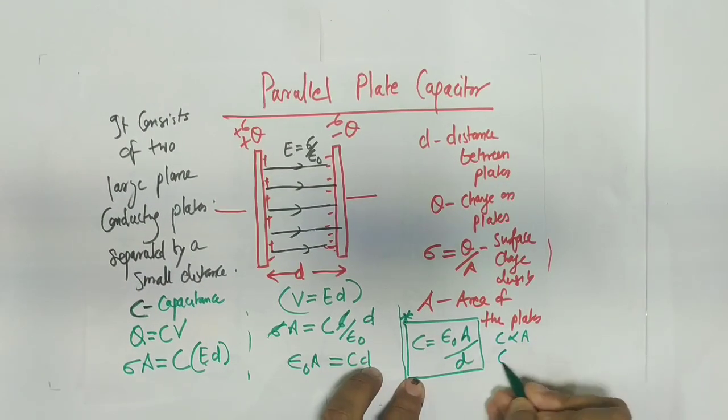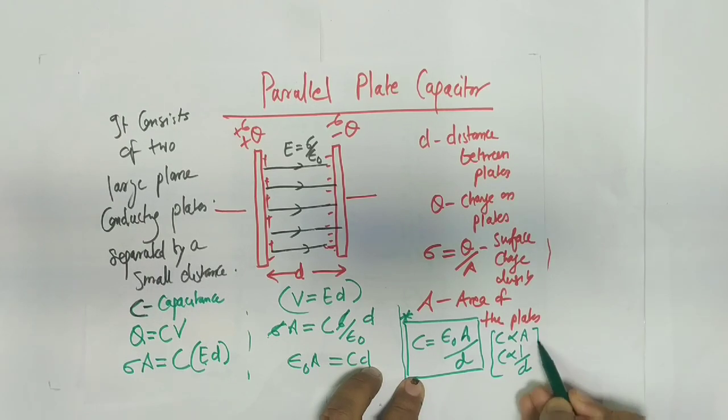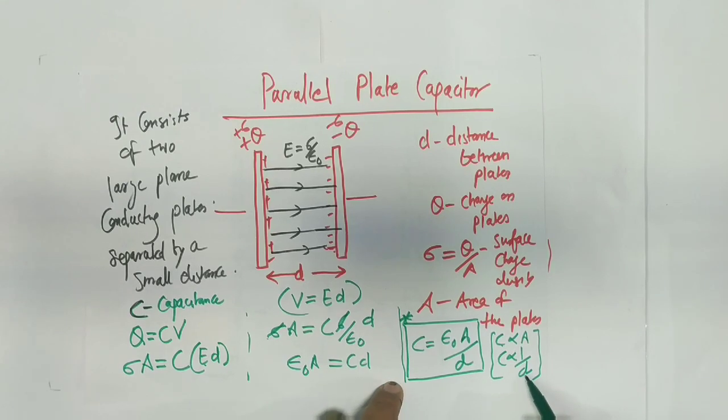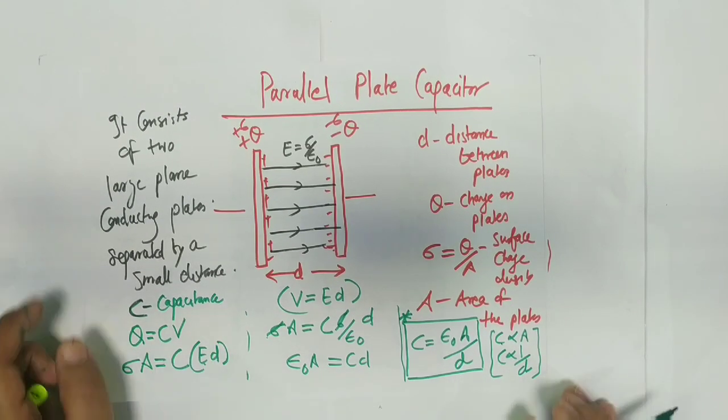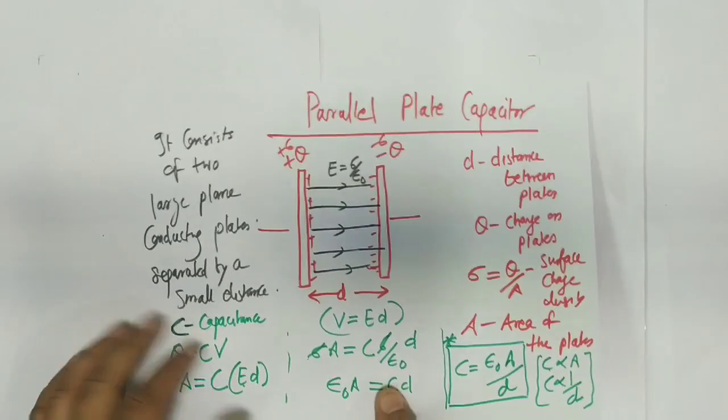Directly proportional to area and inversely proportional to what? Distance. More is the area, more will be the capacitance. More is the distance between the plates, less will be the capacitance. So this is epsilon naught A by D.